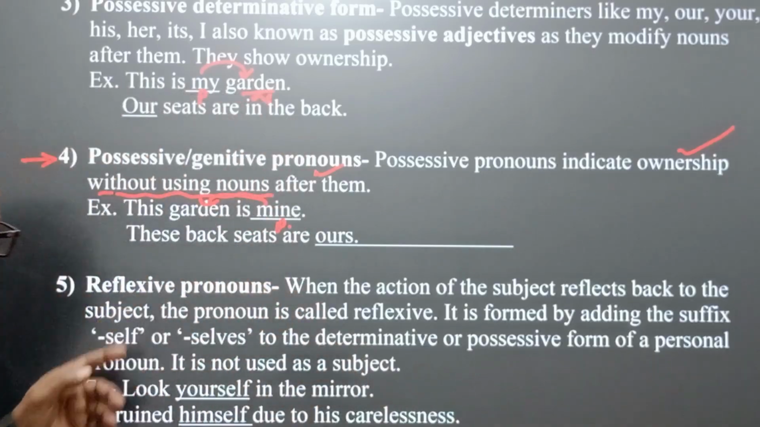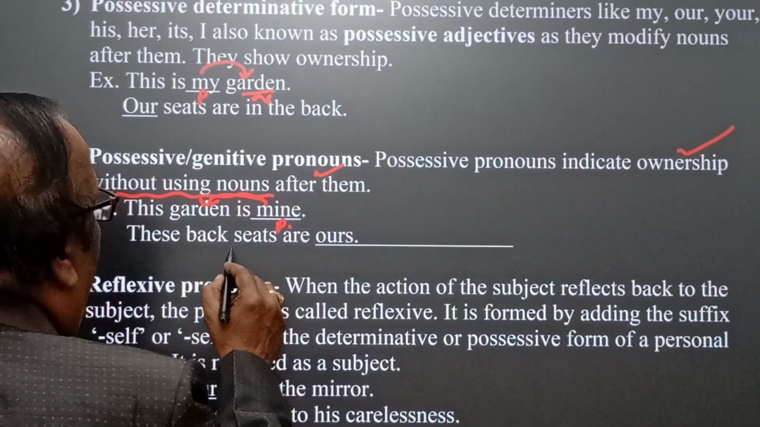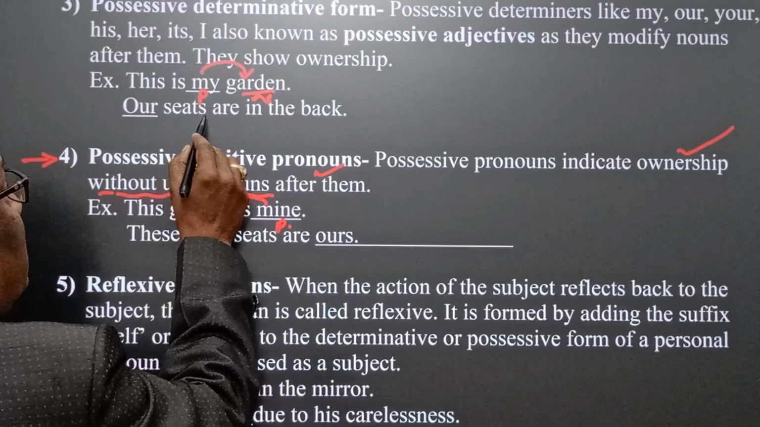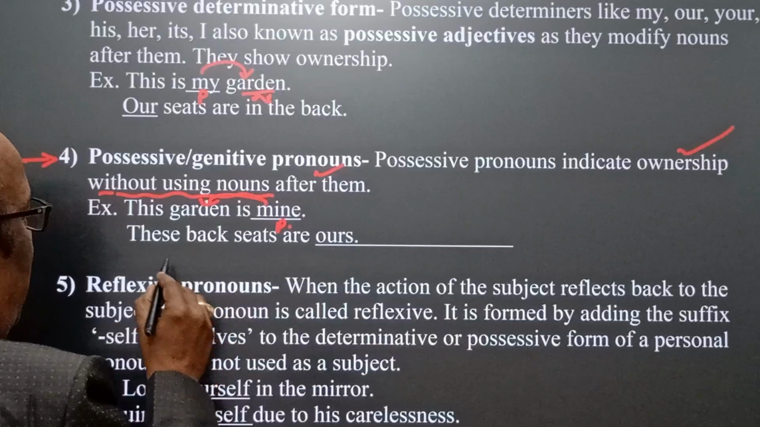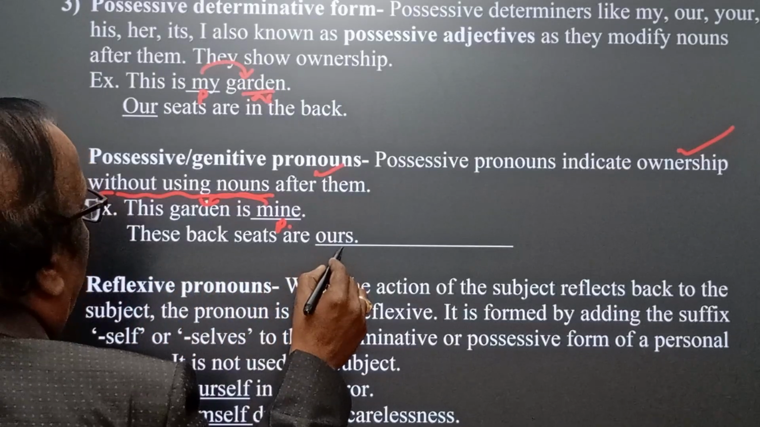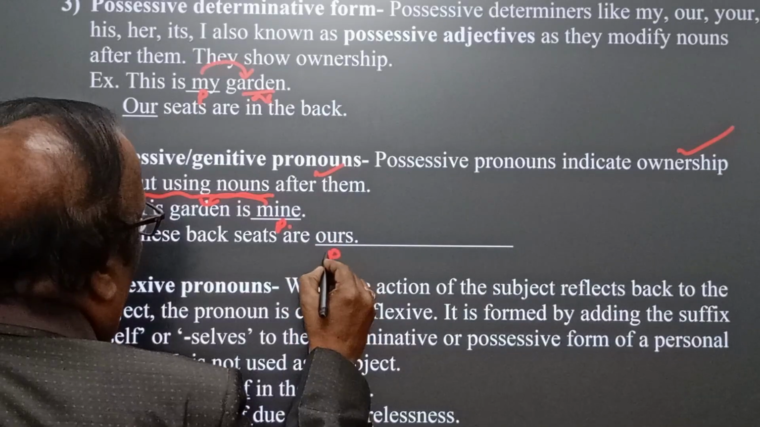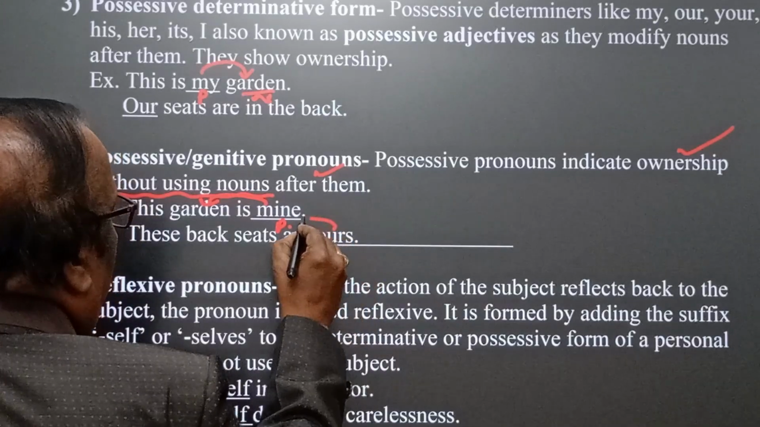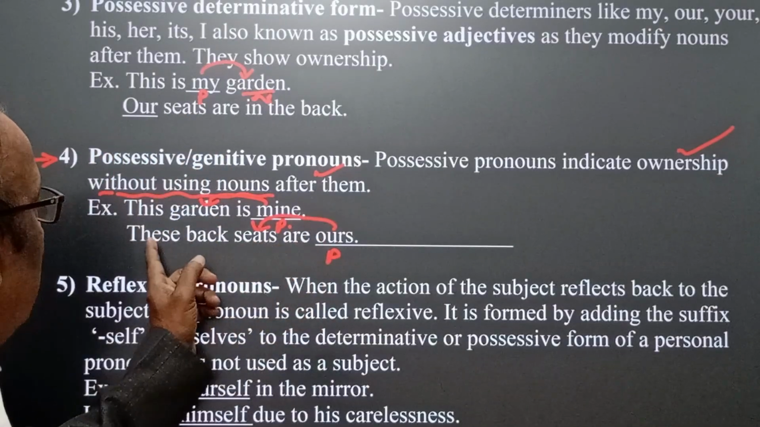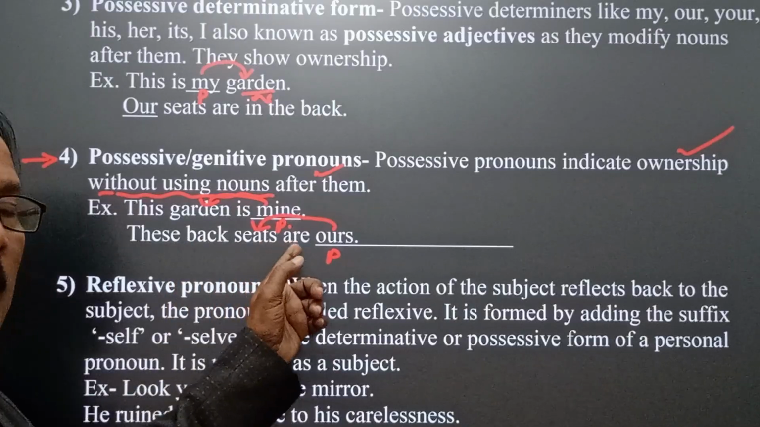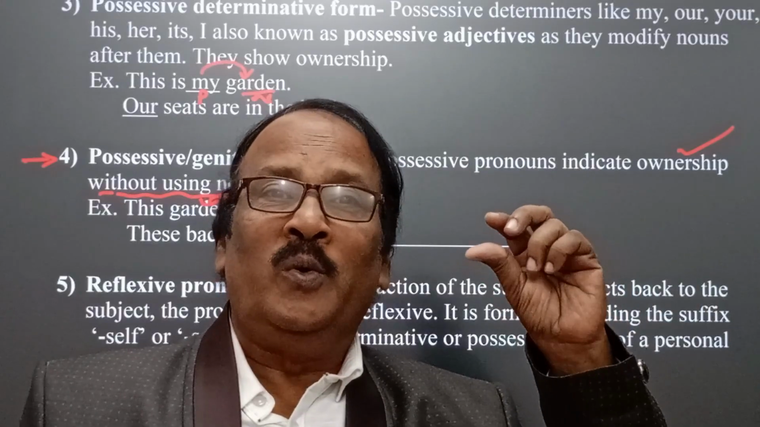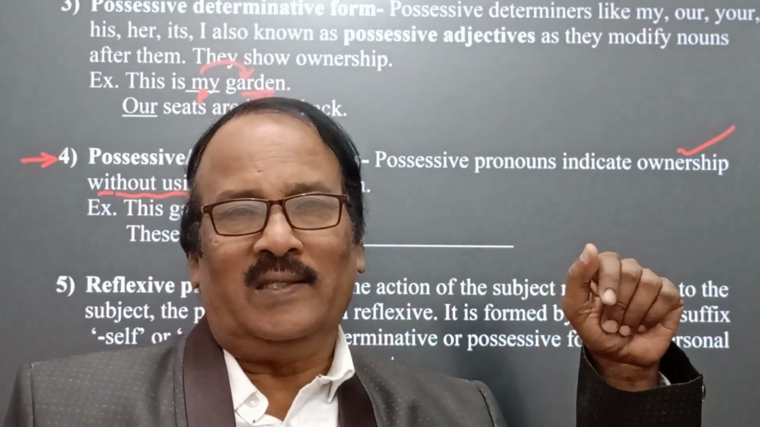Okay, so here we find these back seats are ours. You see, our seats are in the back, but here these back seats, you see, are ours. Ours here is a pronoun, and here it indicates the seats. Our seats, but here these back seats are ours. It means we have booked tickets for these back seats.